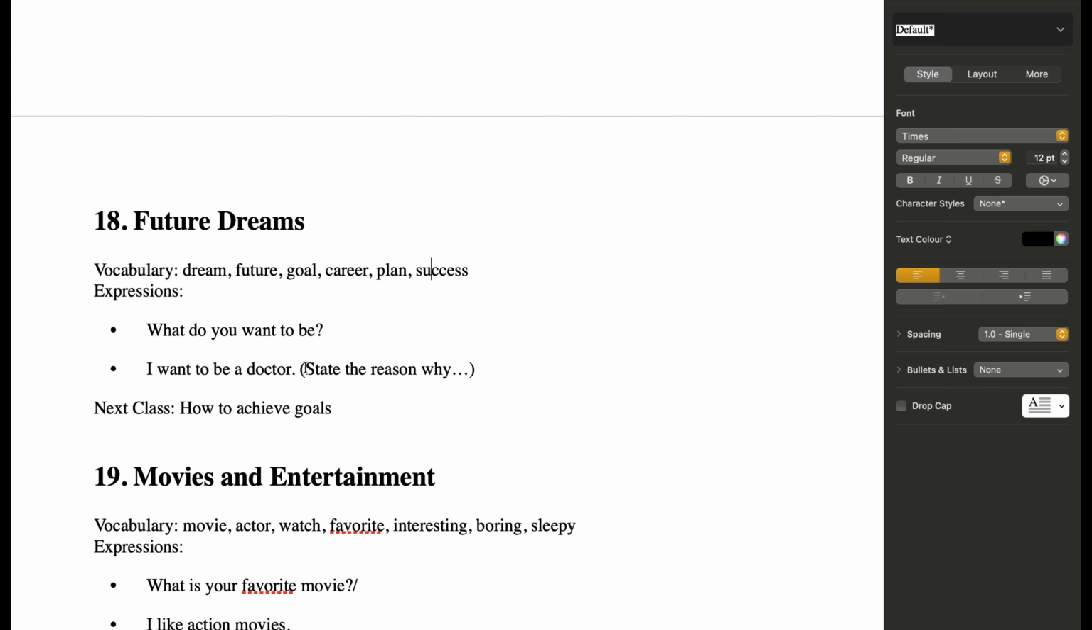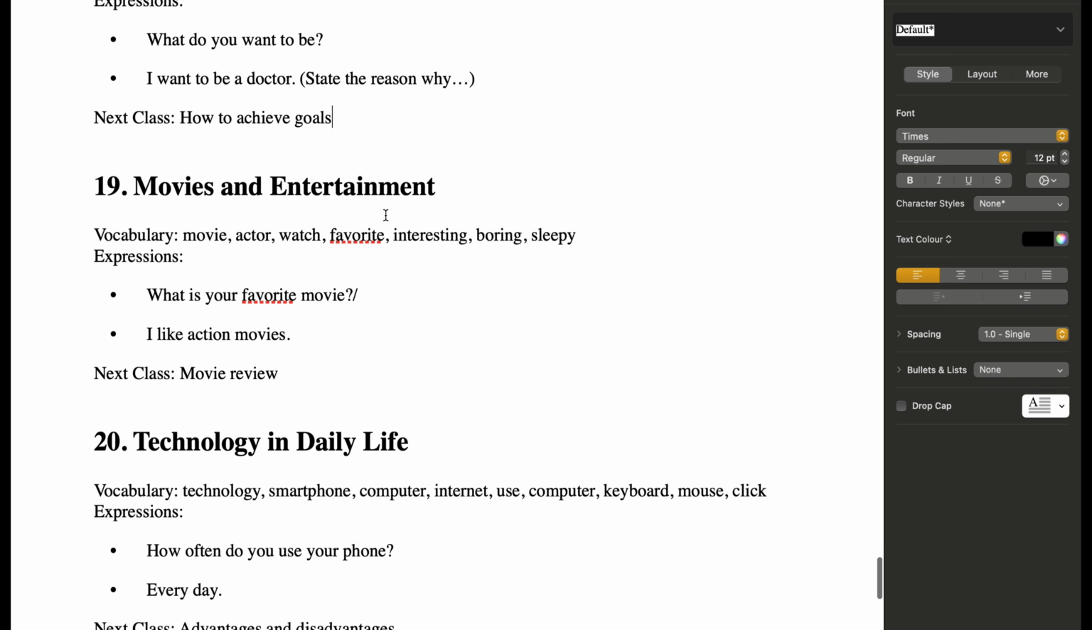I want to be a... State the reason. Because I thought they are higher level. Why? I want to be a doctor because I want to help sick people. I want to be a lawyer because I want to help others. Okay? How to achieve your goals. That is for the next class. Movies and entertainment. I think this would be interesting for them.